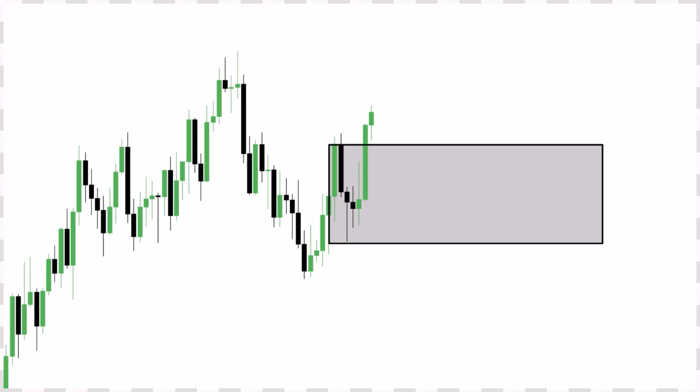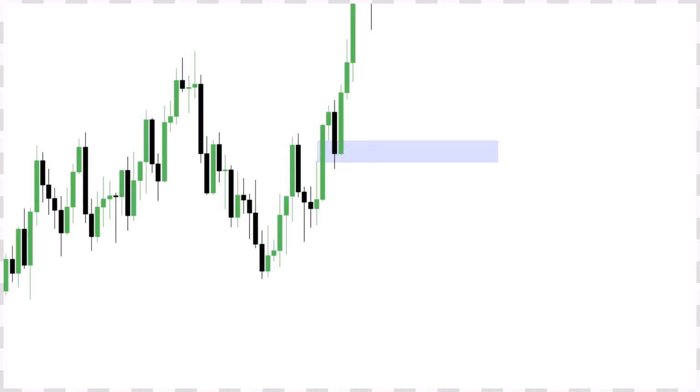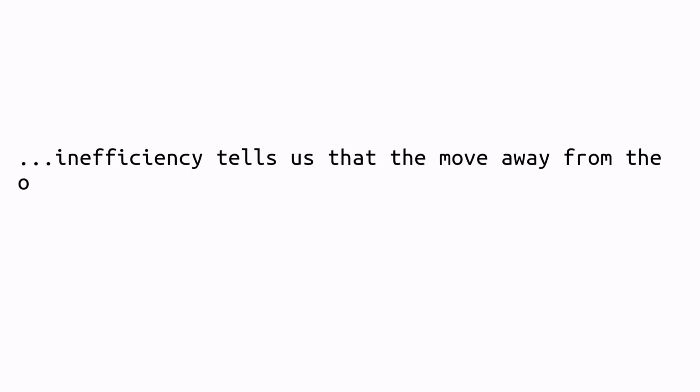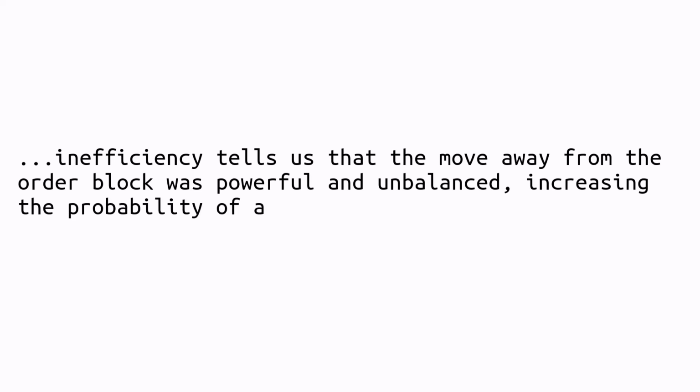If you examine closely, you will notice that this order block created a fair value gap. Based on the criteria we've just discussed, this fair value gap enhances the probability of this order block being significant. Therefore, we anticipate that when the price returns to this order block area, we will see a clear rejection and a continuation of the upward trend. In essence, inefficiency tells us that the move away from the order block was powerful and unbalanced, increasing the probability of a return to that zone.